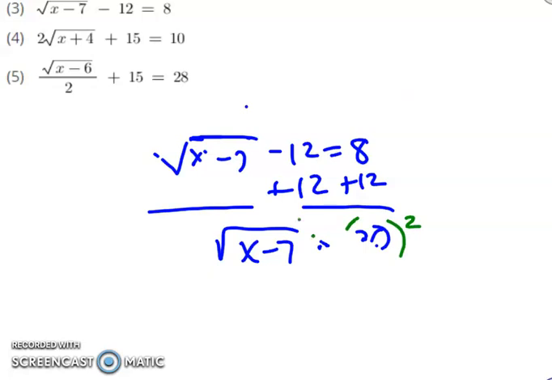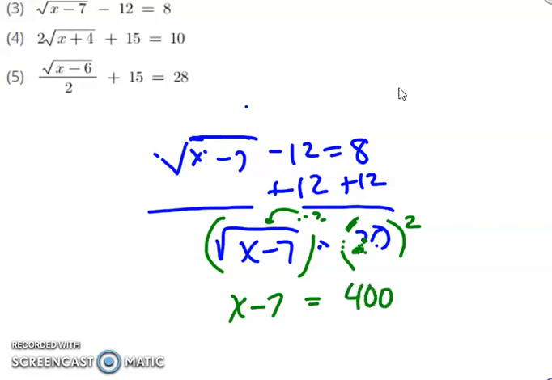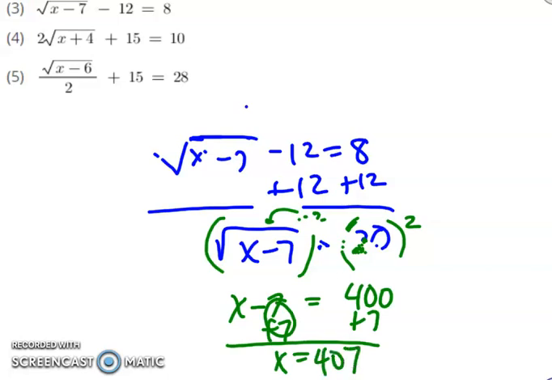We square both sides, and in squaring both sides, the squaring gets rid of the square root, so the left side becomes x minus 7, and on the right side, we're squaring the 20, and that makes it 400. And then we add 7 to find out x is 407. So make sure that you get the square root isolated by itself, so that when you square it, the square root goes away, because it's an exponent of a half times the 2 makes a 1.